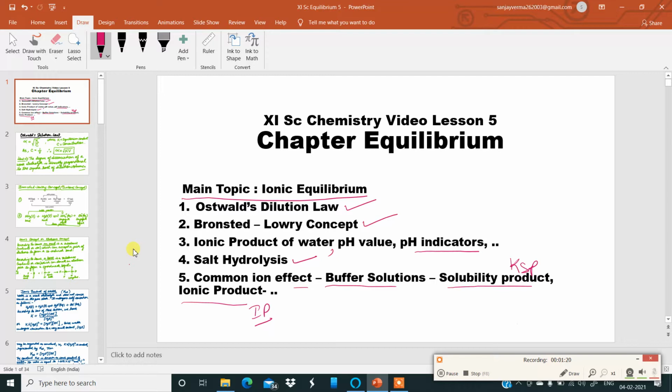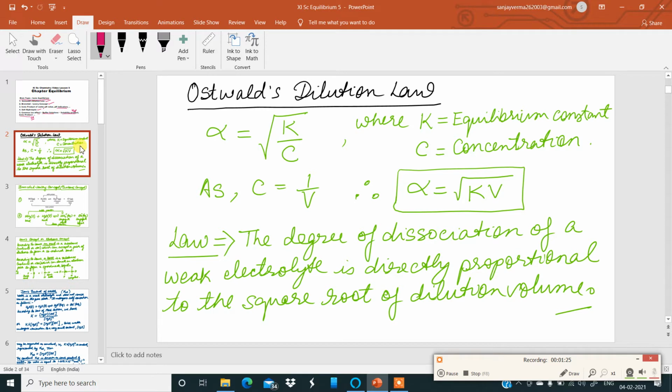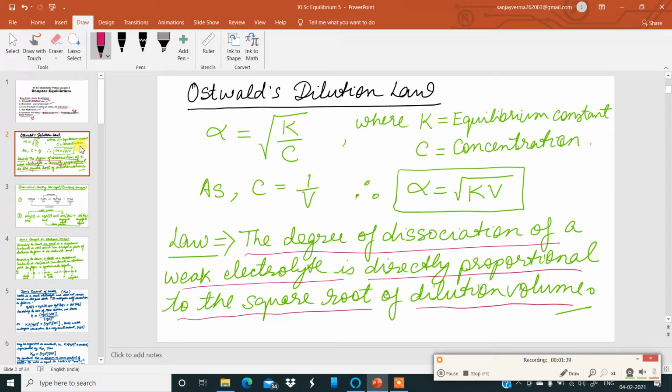Now, so let us begin with Ostwald's dilution law. If you look at the statement of the law, the degree of dissociation of a weak electrolyte is directly proportional to the square root of dilution in volume. Now here you look at this formula. Alpha stands for degree of dissociation of the weak electrolyte. K is a constant which is called equilibrium constant. C is the concentration of the weak electrolyte. So alpha is equal to root under K by C.